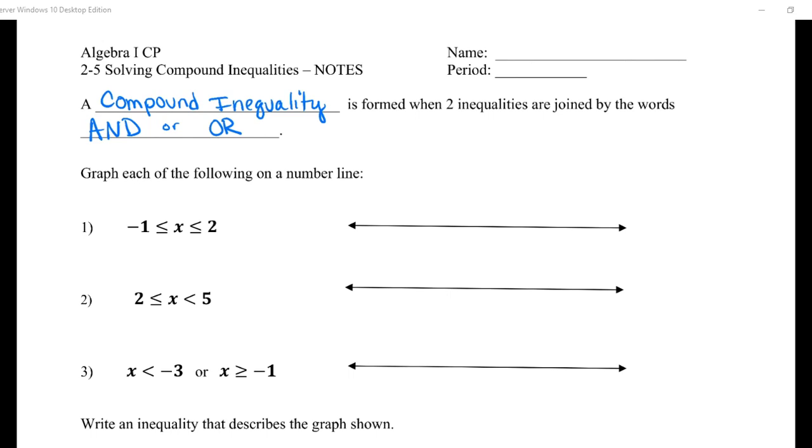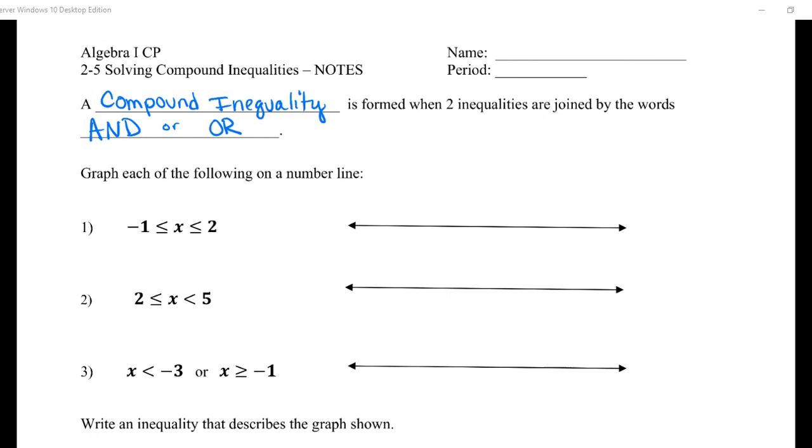Okay, so think of that word compound. Think of what it means to be a compound word, like two words joined as one. The same thing goes for inequalities. We have two inequalities that we're bringing together, and they are classified by being an and inequality or an or inequality.